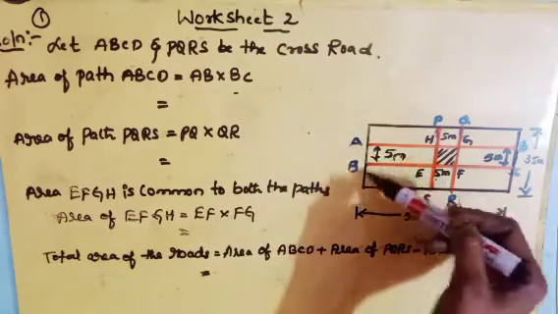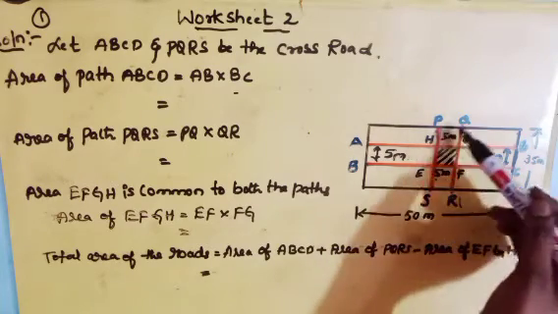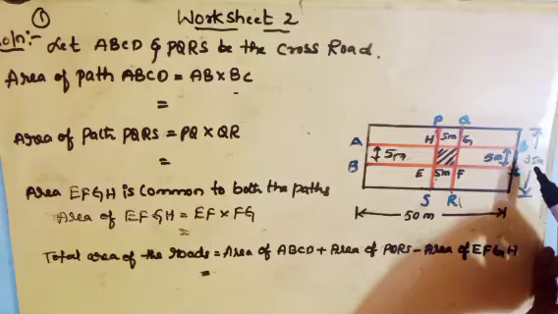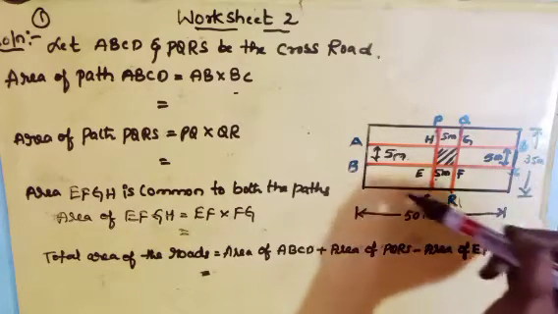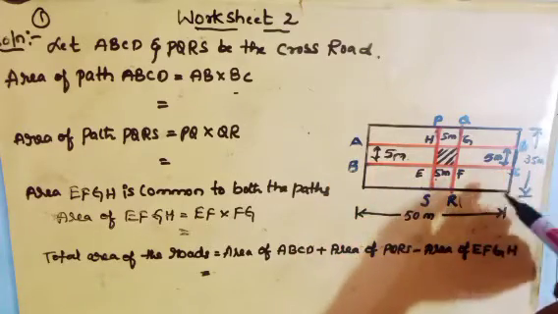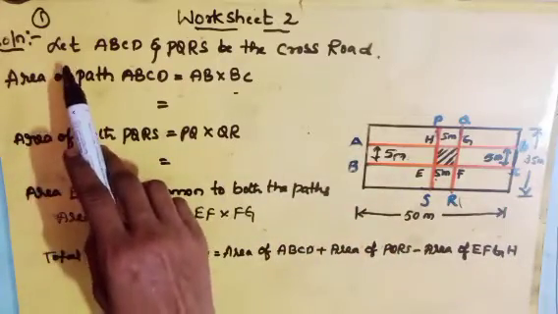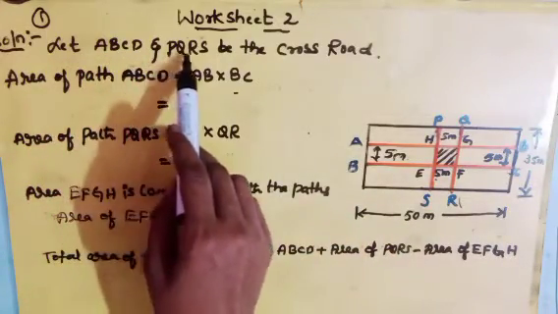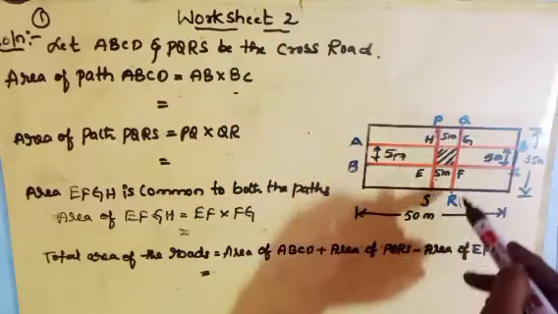ABCD is parallel to the length, that is 50 meter, and PQRS is parallel to the breadth, 35 meter. So now we have to find the area of this shaded portion. Shaded portion means the area of the two paths. So let us write the solution: let ABCD and PQRS be the crossroads.